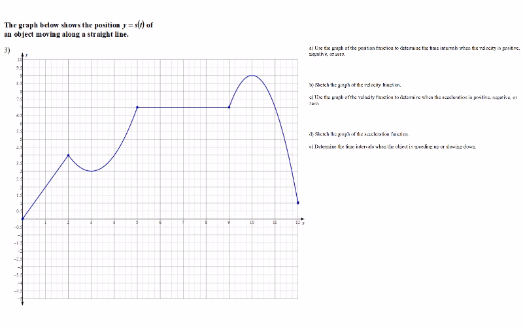So anyway, you'll see that more on part B, but the first part, part A, says use the graph of the position to determine the time intervals when the velocity is positive, negative, or zero. Okay, so I'm just going to go through here. Remember that the velocity function, v of t, is the derivative of the position function, right?